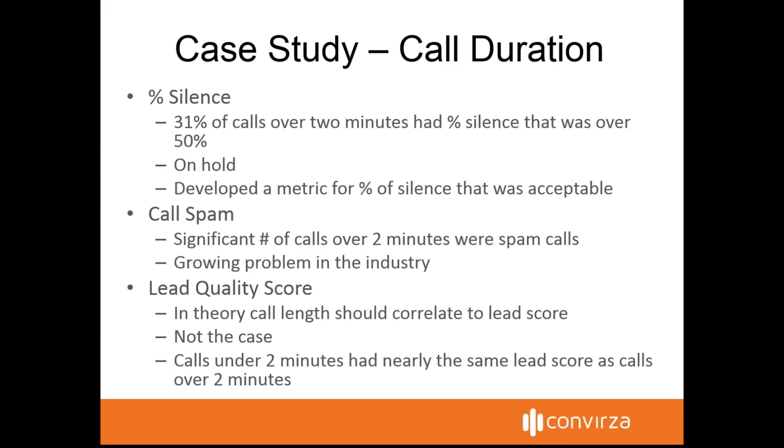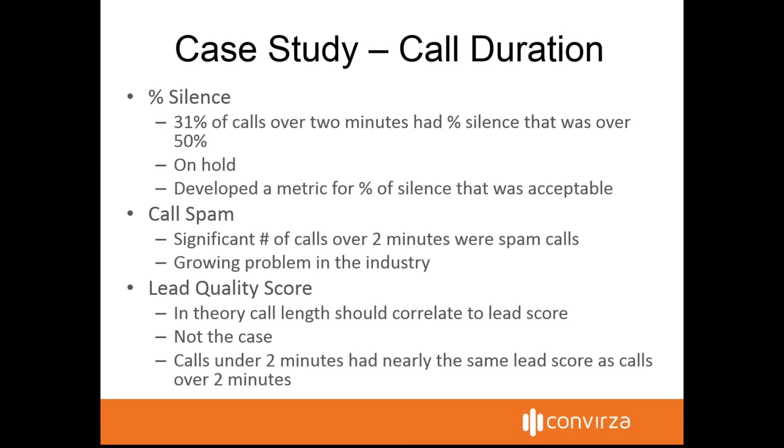And so judging off duration alone, you would have significant statistical deviation in terms of lead score. You had calls that were long that were poor leads. You had calls that were 1 minute and 10 seconds that were great leads that converted. And so it was not always the case that calls over 2 minutes were much better leads than calls under 2 minutes. In fact, the calls under 2 minutes on average had nearly the same lead score as the calls over 2 minutes.